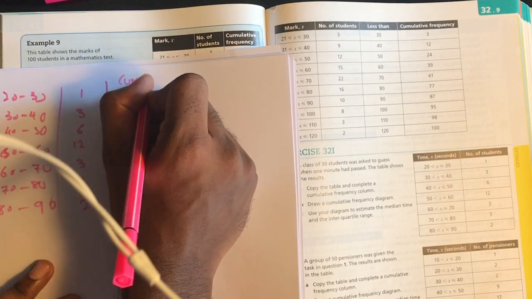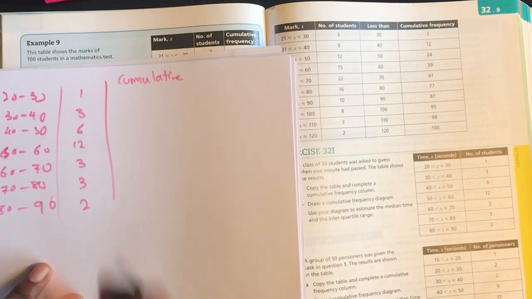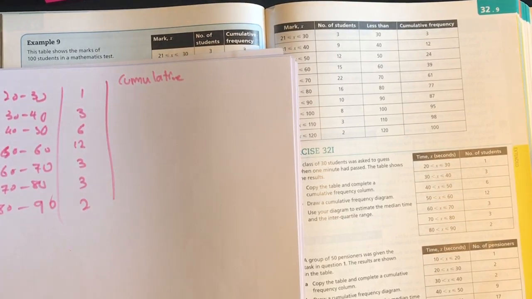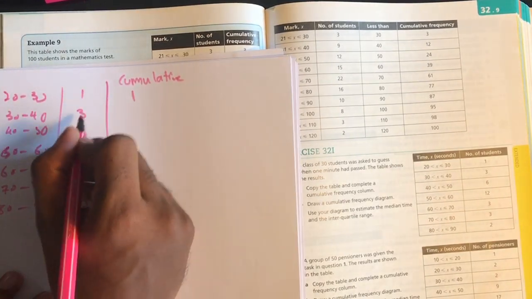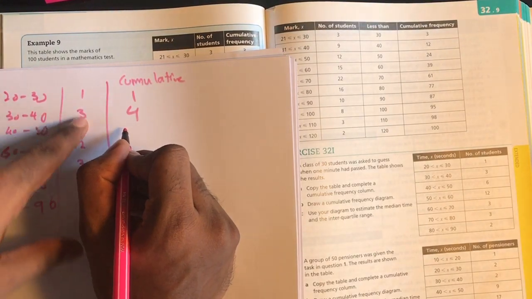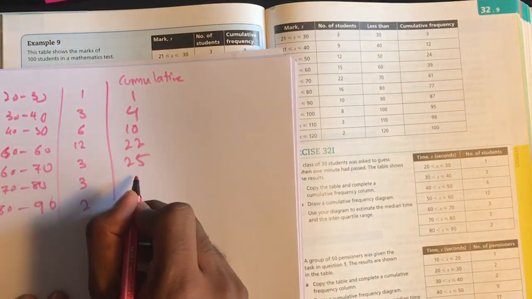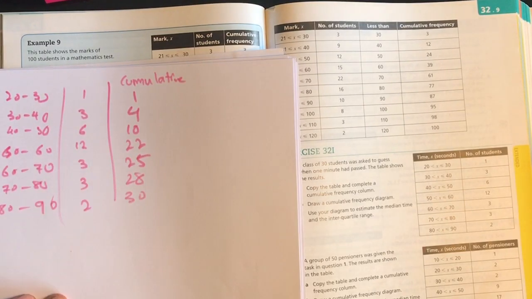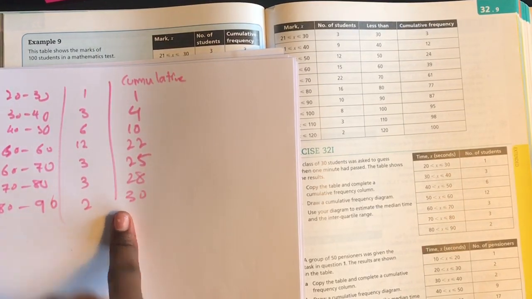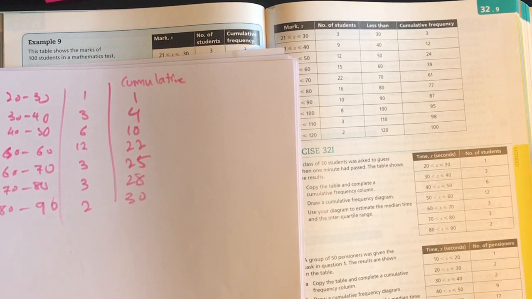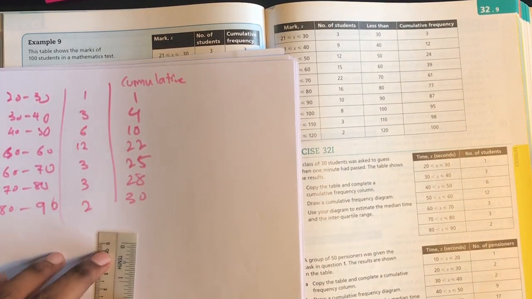Some of you must be asking me, sir, can I instead write running total? My answer is yes, you can. Running total and cumulative frequency are the same thing. Up to you. So this is 1, this has to be 4, this has to be 10, this has to be 22, this has to be 25, this has to be 28, this has to be 30. If your cumulative frequency is wrong, your graph will be wrong. I repeat again. So now that we have this, we can directly draw already.